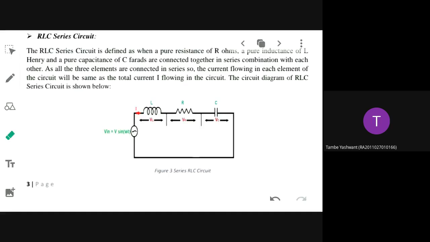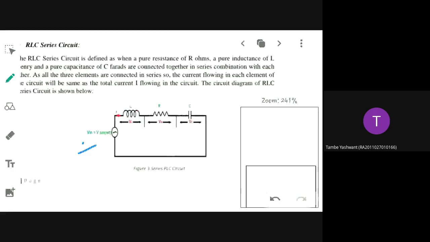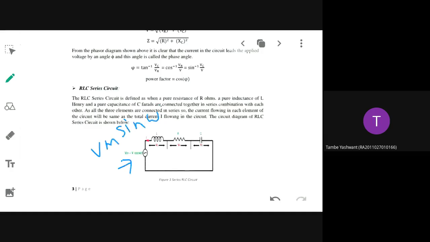AC source, current, inductor, resistance, and capacitor, all are connected in series. This is my Vm sin omega t that is connected across an inductive component, a resistive component, and a capacitive component. You need to obtain the voltages across VL, VR, VC, and the current is common, the same current flows through all the components.